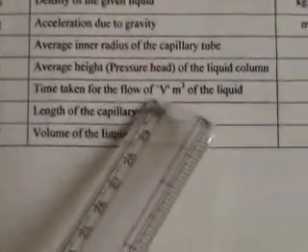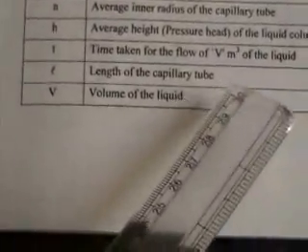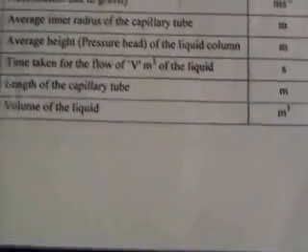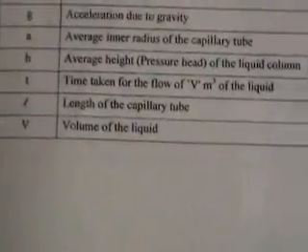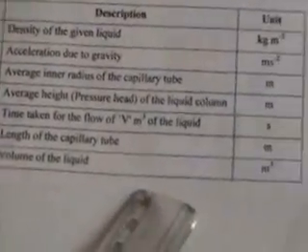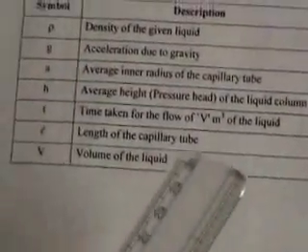T is the time taken for V meter cubed of liquid to flow, that is in seconds. In our case, we take 5 cc of the liquid, or 5 into 10 power minus 6 meter cubed of the liquid. L is the length of the capillary tube, that is what the length which has gone into the tube also. It has to be from this end to that end, the whole length of the capillary tube. Sometimes what people do is they don't take the length of the capillary tube which has gone into the rubber tubing. You have to take the whole length of the capillary tube. And V, of course, is the volume of the given liquid in meter cube, and that is of course 5 cc.